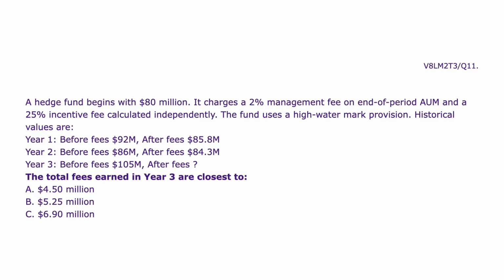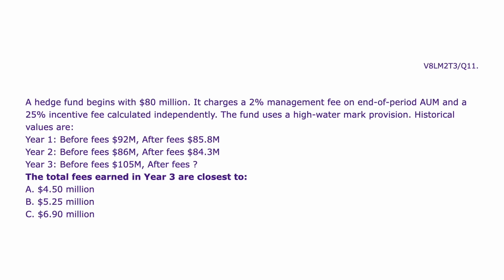A hedge fund begins with $80 million. It charges a 2% management fee on end-of-period AUM and a 25% incentive fee calculated independently. The fund uses a high water mark provision. Historical values are Year 1, before fees $92 million, after fees $85.8 million. Year 2, before fees $86 million, after fees $84.3 million. Year 3, before fees $105 million, after fees.